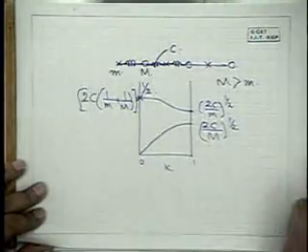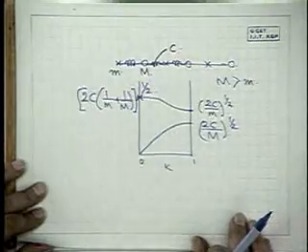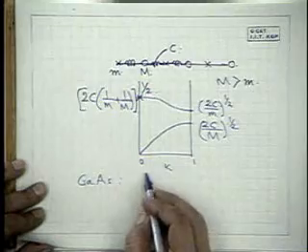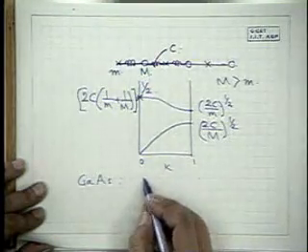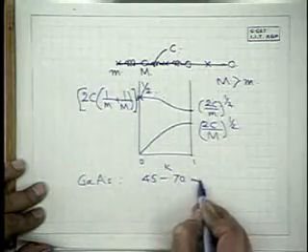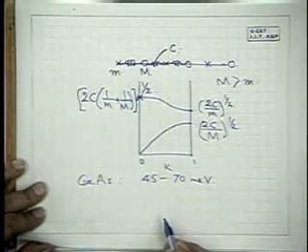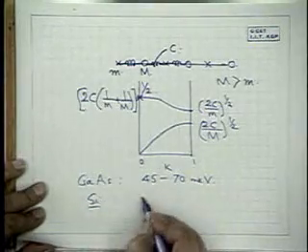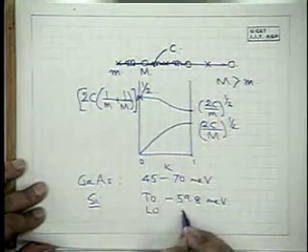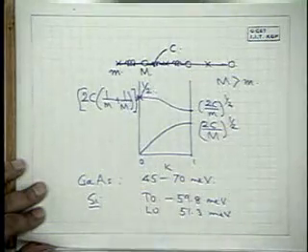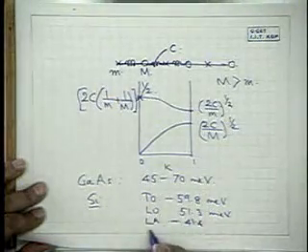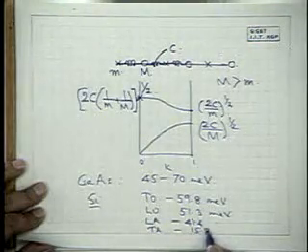What are the values of these? As I've said, for gallium arsenide, the phonon energies are typically of the order of 45 to 70 meV. For silicon, the TO phonon has 59.8 meV, LO 51.3, LA 41.4, and TA 15.8 at the Brillouin zone edge.